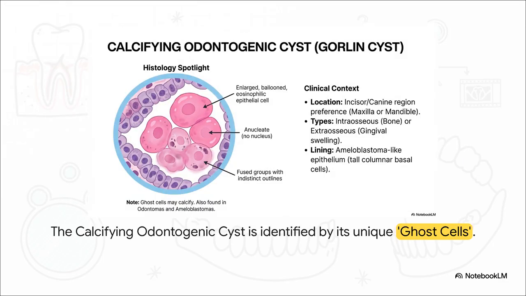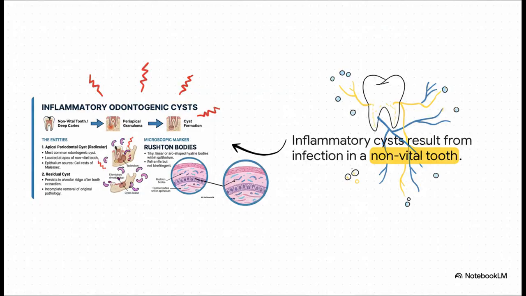Now this one, the calcifying odontogenic cyst, is also known as a Gorlin cyst. Its defining feature, its microscopic fingerprint really, is the presence of these really fascinating ghost cells. These are basically enlarged epithelial cells that stain pink, we call them eosinophilic, and they've lost their nuclei. When a pathologist sees these, the Gorlin cyst shoots to the top of their list. Of course, not all cysts are developmental. Actually, the most common type of all are inflammatory.